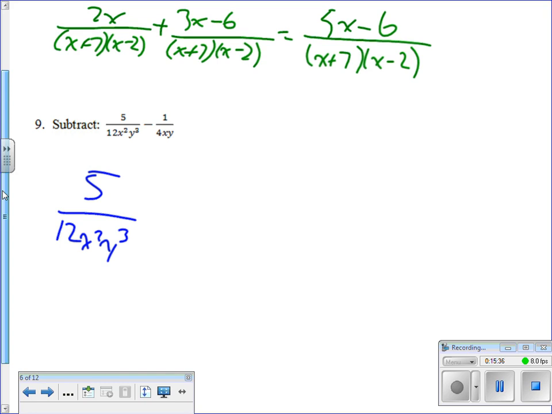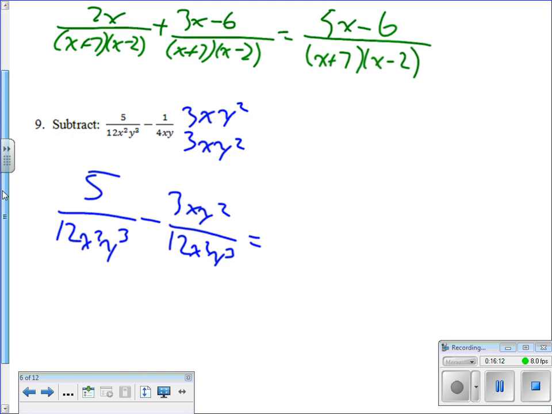My second fraction, however, does. What do I multiply 4 by to get 12? 3. So I have to multiply by 3. What do I multiply x by to get x squared? x. I have to multiply by 3x. What do I multiply y to get y cubed? y squared. So I have to multiply by y squared. So that's minus 3xy squared over 12x squared y cubed.